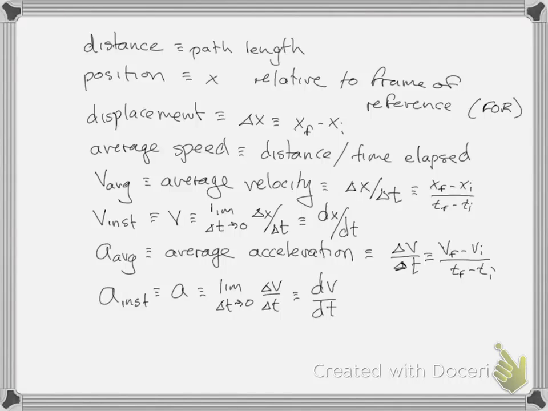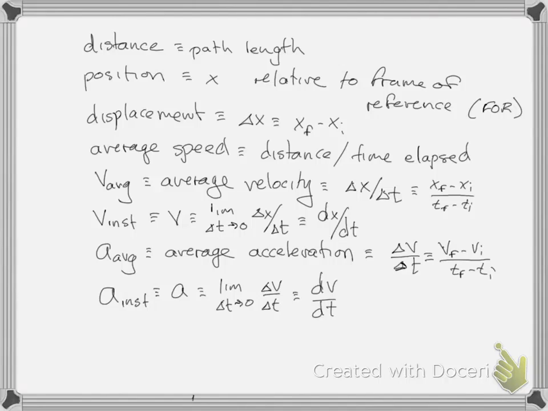Definitions that we have so far for kinematics. Remember, kinematics is the description of motion. So the variables that describe motion include time, which I don't have down here, distance, path length, position, which we called x, but it could be called other things. Right now we're calling it x in one-dimensional motion. Displacement, delta x equals x final minus x initial.